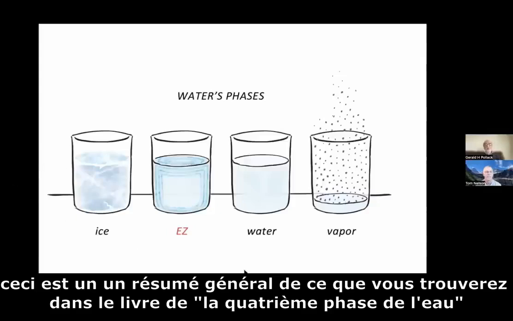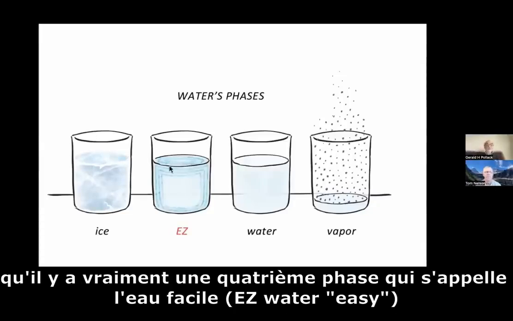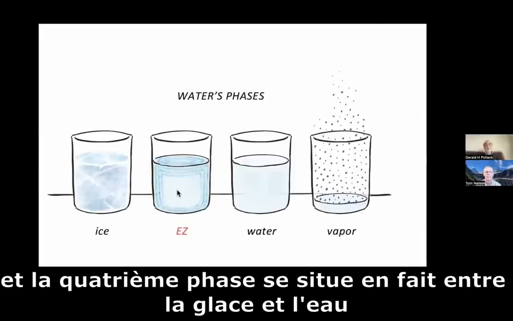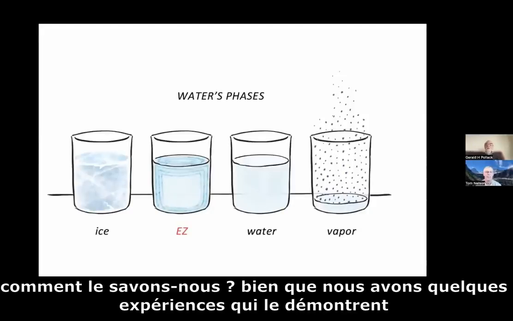This is a broad brush summary of what you'll find in that fourth phase book: that there really is a fourth phase. It's called EZ water, and the fourth phase actually sits between ice and water. How do we know that? Well, we have a few experiments that demonstrate it.